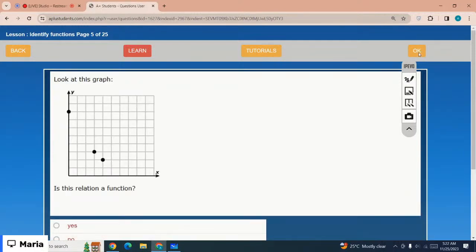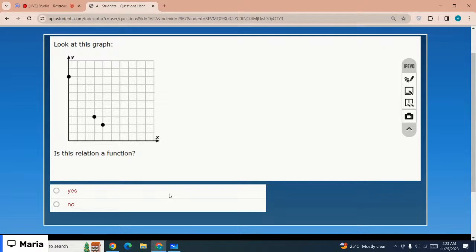Look at this graph. Is this relation a function? Yes, it is, right? Because for each value of x, there is only one value of y. So yes, it is a function.